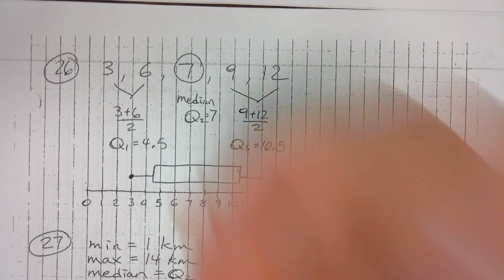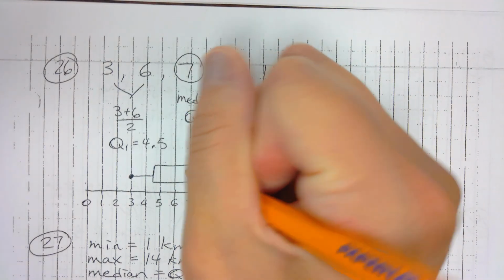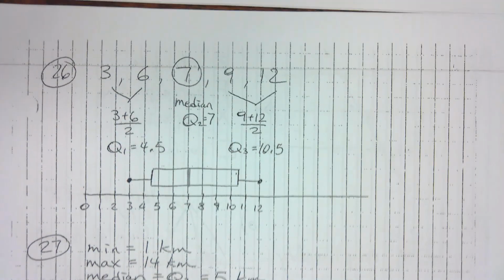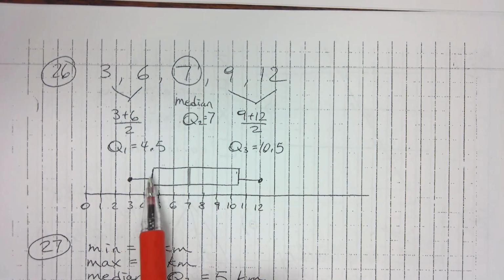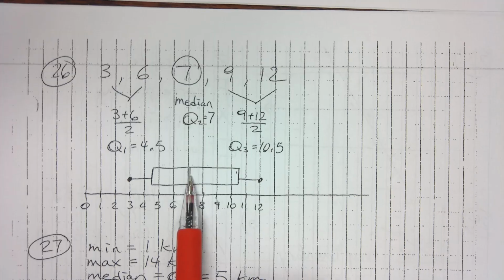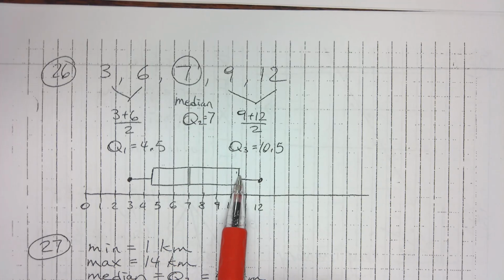Okay, let me darken this line a little. Okay, and don't forget this is called minimum, lower quartile, median, upper quartile, and maximum.